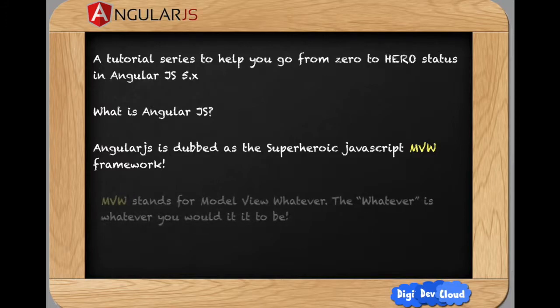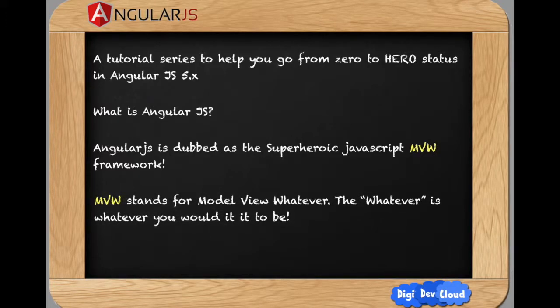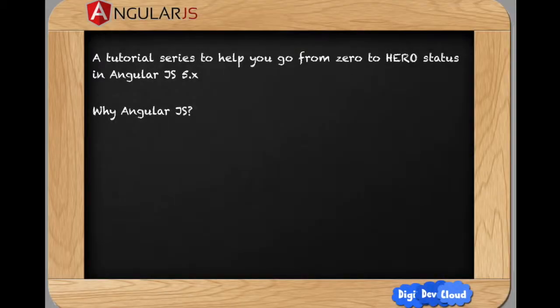MVW, these guys at Google decided that MVW should stand for Model View Whatever. The whatever is whatever you'd like it to be, because there are too many abbreviations nowadays. You get Model View Controller, you get Model View ViewModel, you get MVP, MVC. There are so many things. So they said, okay, whatever you want it to be, it can be that. This is a superheroic framework. It can do whatever. Why AngularJS, guys?